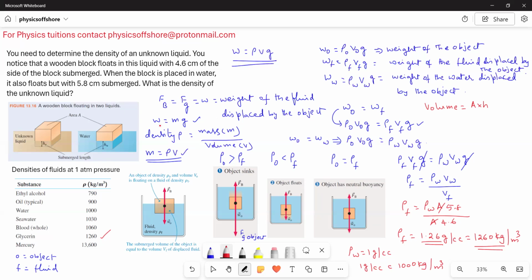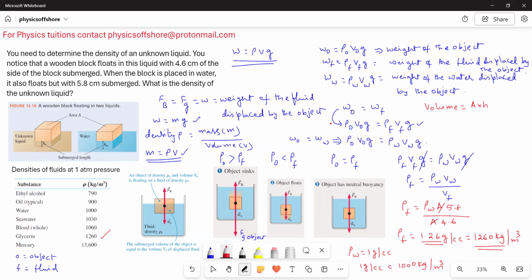Now, we know W is equal to mg, and density is equal to mass per volume. Therefore, mass is equal to density times volume. So W is equal to rho Vg. Now we will write the equations for the object, fluid, and water. For the object, the weight is rho naught V naught G. For the fluid, it is rho F V F G. And the weight of the water displaced by the object is equal to rho water V water G.